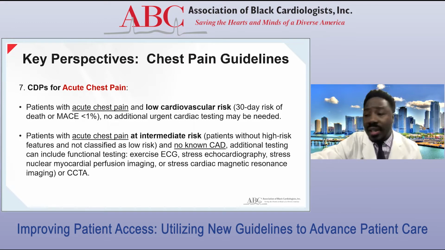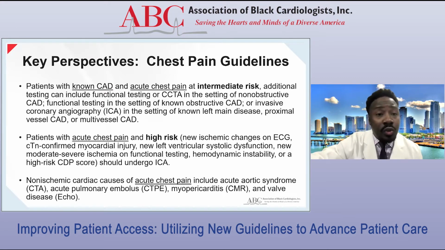As it pertains to clinical decision pathways with regard to acute chest pain, for patients with acute chest pain who are deemed to be at low cardiovascular risk, no additional urgent cardiac testing is warranted. For patients with acute chest pain who are deemed to be at intermediate risk and no known coronary artery disease, additional testing can include formal testing such as an exercise ECG, stress echo, a stress nuclear, or a stress MR, or a coronary CTA.